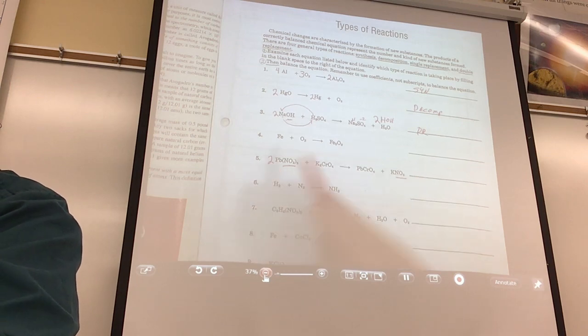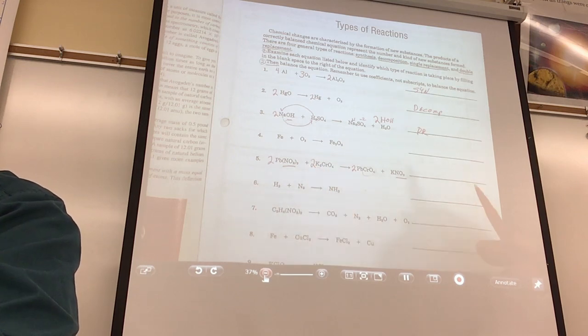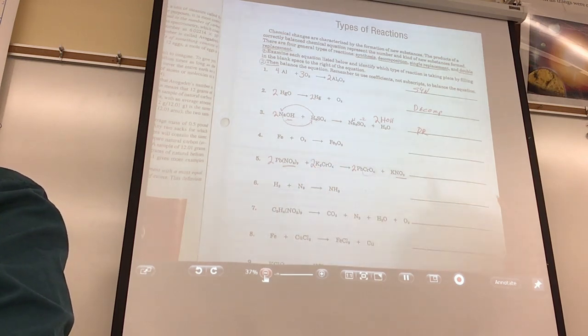That gives me 2 leads, but that gives me 2 chromates. And I only have 1 chromate here. So I have to put a 2 there, right? But then how many potassiums does that give me? 4. Whoa, what happened here? I just made a mistake.